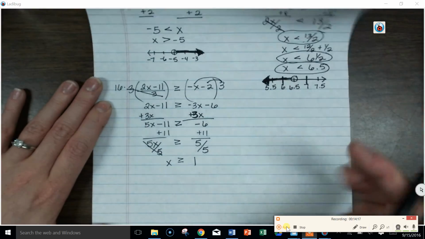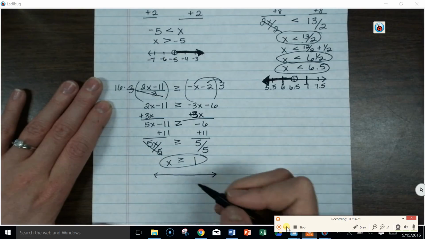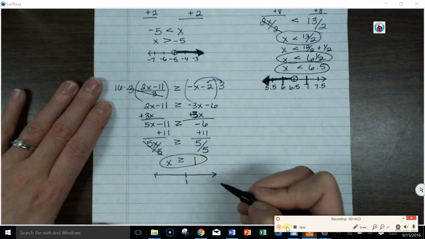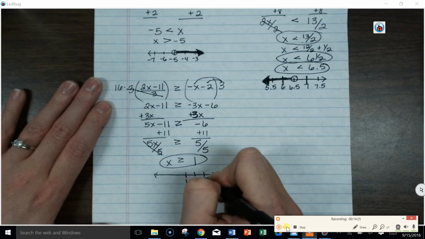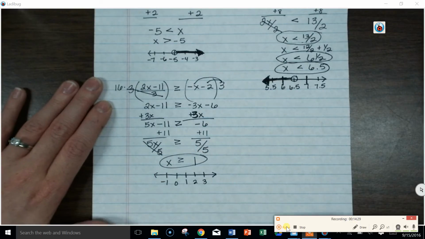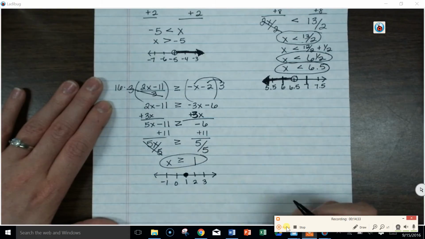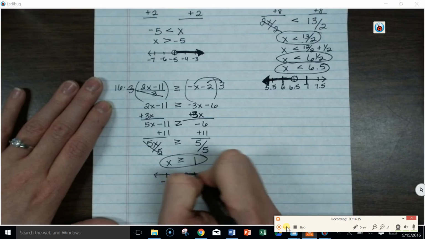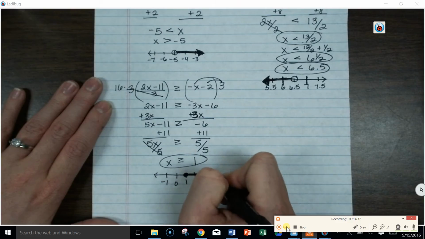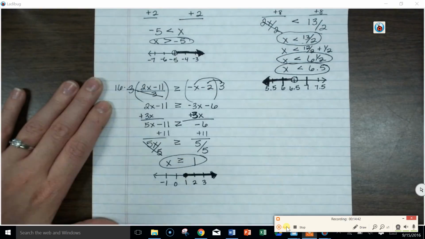Now I want to put that on a number line. Here is 1, 2, 3, 0, negative 1. So I need a solid circle on 1 because it's an or equal to. Greater, I shade to the right. Just like that.